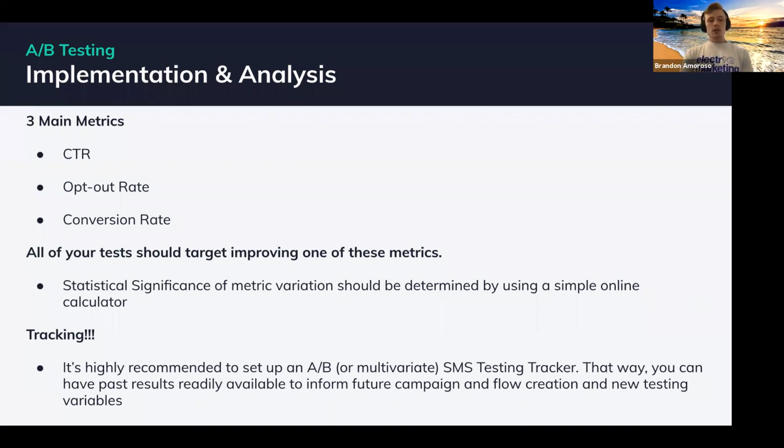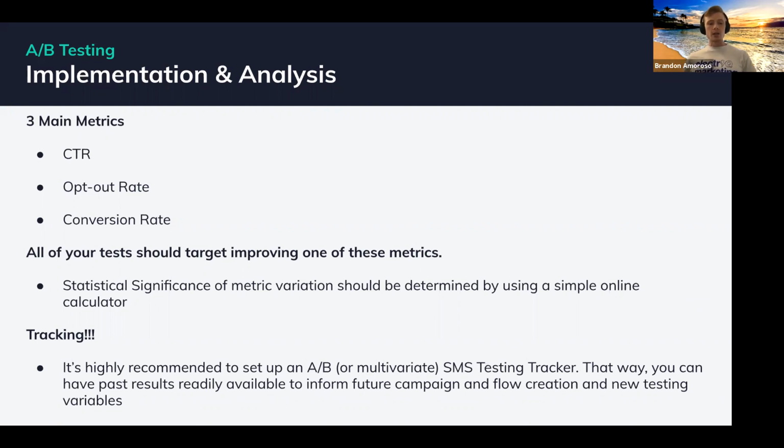And what we like to use is a statistical significance calculator for any of these. So just because one of your tests looks like it did better on paper, it might not be statistically significant. So there's simple online tools. Just look up statistical significance calculator and you can plug in your results and it'll tell you whether or not it was statistically significant.